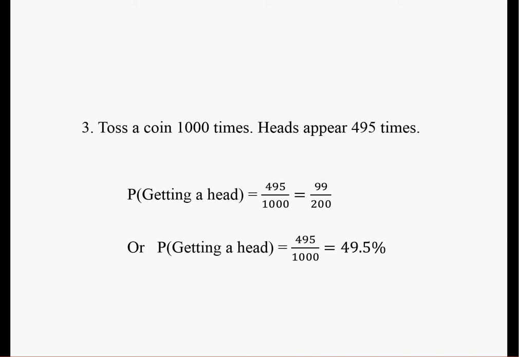Question number 3. Toss a coin 1,000 times. Heads appear 495 times. Now you can express this probability in fractional numbers, but you have to make sure to simplify 495 over 1,000 to 99 over 200. Alternatively, we can simply express these probabilities as a percentage number.